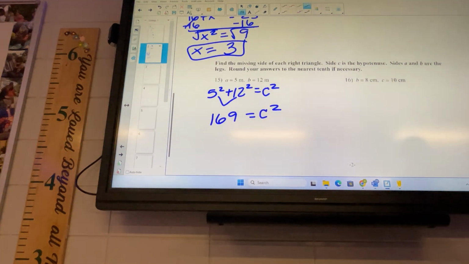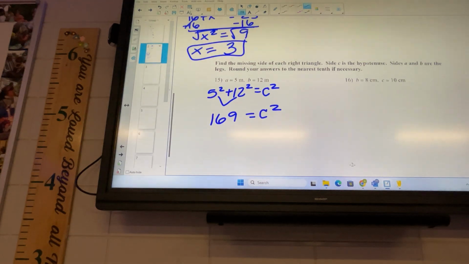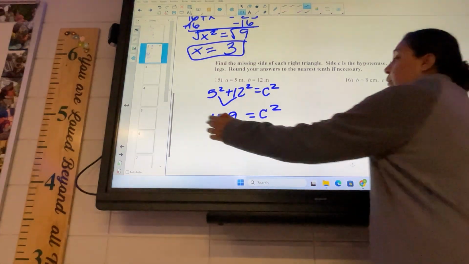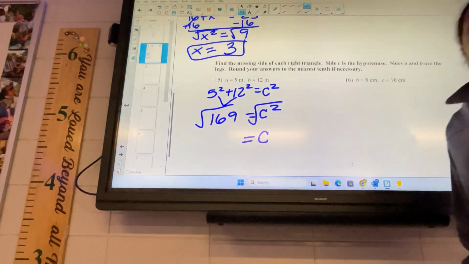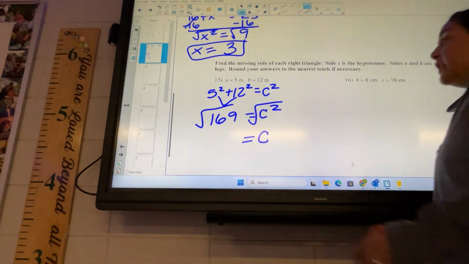Okay, and then what do we do? Square root both sides. Square root of 169. 13.